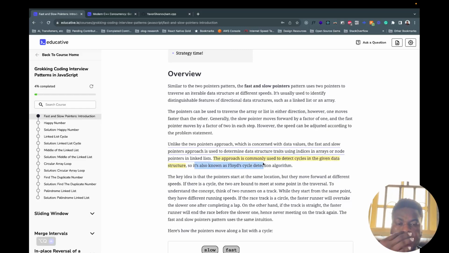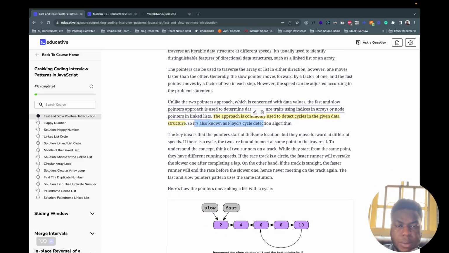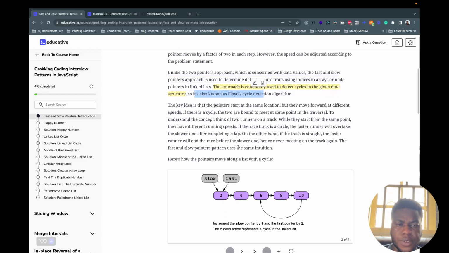So it's also known as the cycle detection algorithm. The key idea is that pointers start at the same location, but they move forward at different speeds. If there is a cycle, the two are bound to meet at some point. To understand the concept, think of two runners on a track. While they start from the same point, they have different running speeds. If the racetrack is a circle, the faster runner will overtake the slower one after completing a lap. On the other hand, if the track is straight, the faster runner will end the race before the slower one, hence never meeting on the track again.